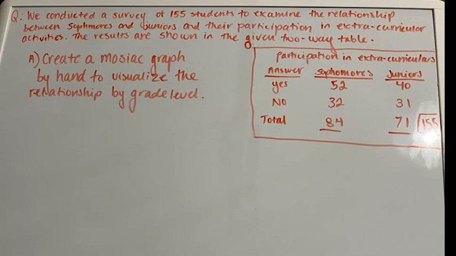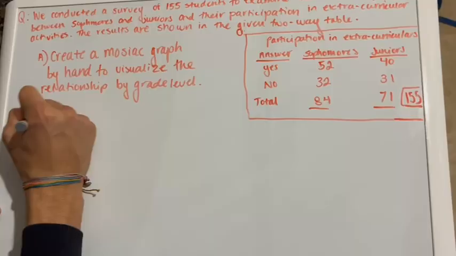We conducted a survey of 155 students to examine the relationship between sophomores and juniors and their participation in extracurricular activities. The results are shown in the given two-way table. Create a mosaic graph by hand to visualize the relationship by grade level.